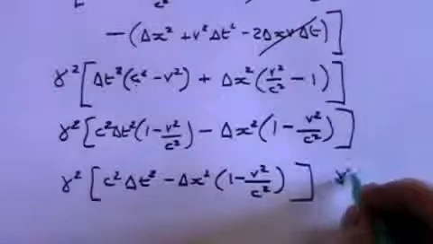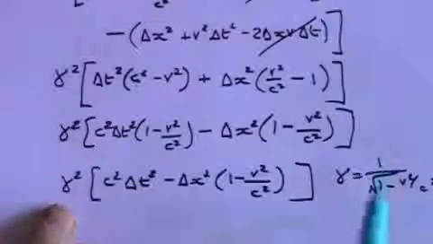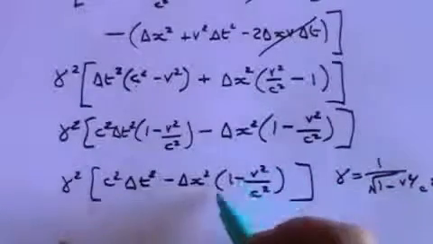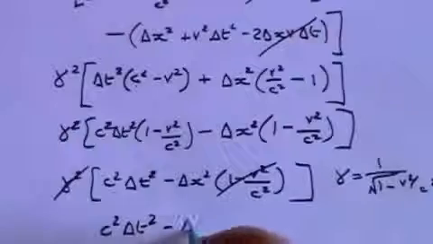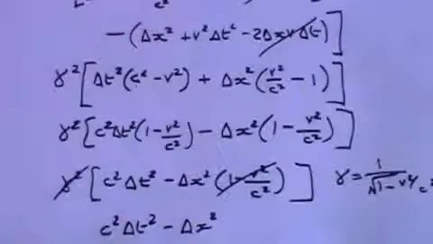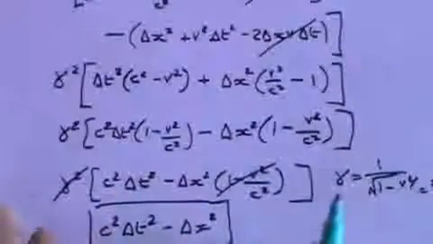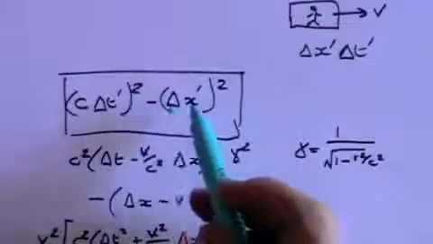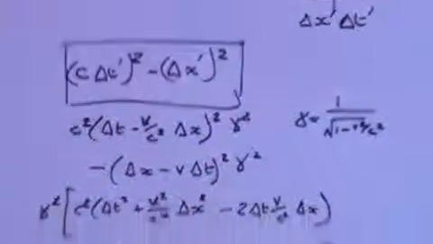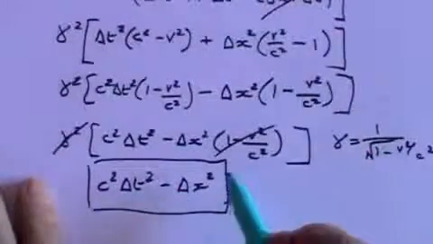But since gamma equals 1 over the square root of 1 minus v squared over c squared, gamma squared cancels this term here, and you are left with c squared delta t squared minus delta x squared. Lest you be wondering what on earth that means, let me just remind you of how we started. We started with the term all the way back up there, c delta t prime squared minus delta x prime squared, and what we've just shown is that that equals c delta t squared minus delta x squared.